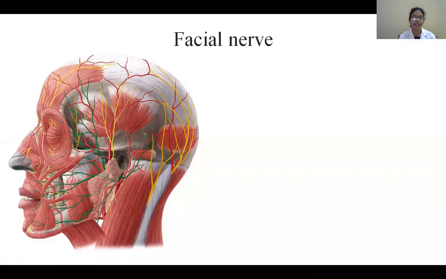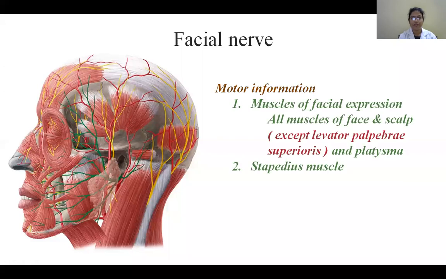You see here, the green structure highlighted over this diagram is the facial nerve, and you see this nerve is supplying almost all the muscles of the face and scalp. The facial nerve carries motor information, that is, it supplies the muscles of facial expression, all muscles of the face and scalp except levator palpebrae superioris, which is supplied by the 3rd cranial nerve, the oculomotor nerve. It also supplies platysma.